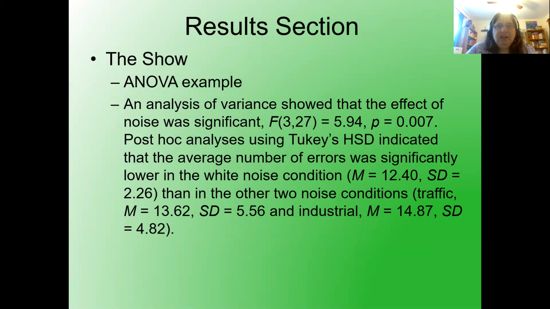Now, post hoc analyses using Tukey's HSD indicated that the average number of errors was significantly lower in the white noise condition (mean equals 12.40, standard deviation equals 2.26) than in the other two noise conditions, traffic (mean equals 13.62, standard deviation equals 5.56) and industrial (mean equals 14.87, standard deviation equals 4.82). Okay, so that's how that would look.